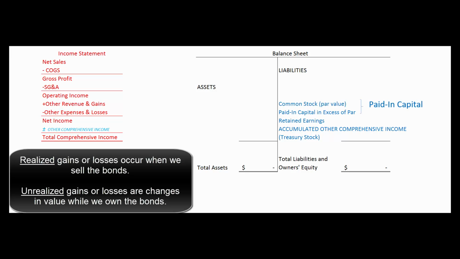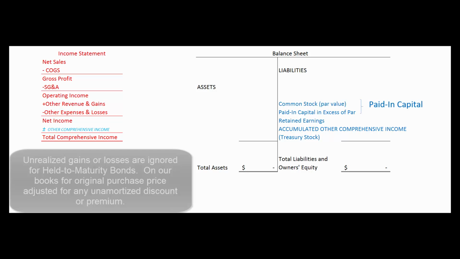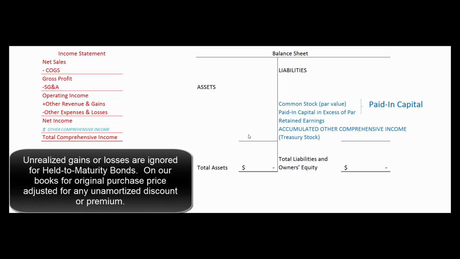Unrealized gains or losses means that we ain't sold the bonds yet, but they've gone up or down in value. And so what we're going to do with held to maturity bonds is we're going to ignore that. We told the world we're going to hang on to this bond until it matures, so whether it goes up or down in the meantime, we don't care.